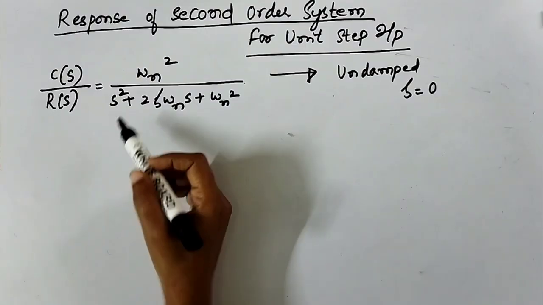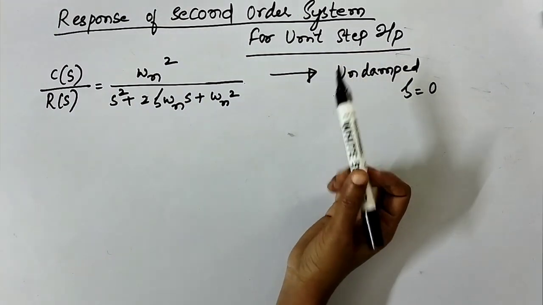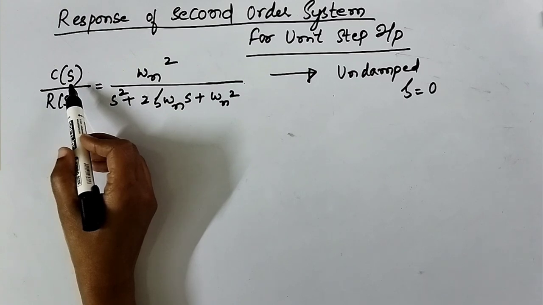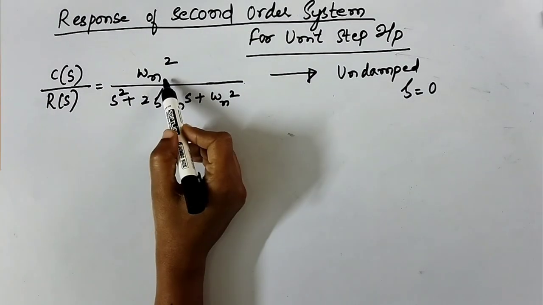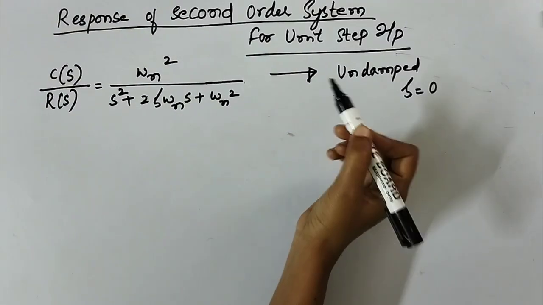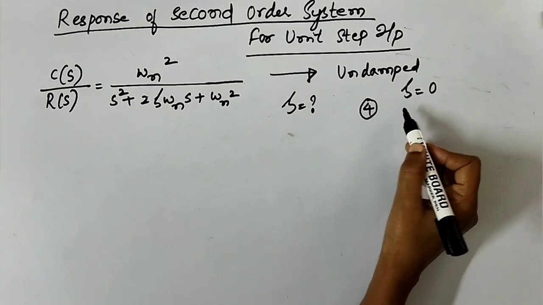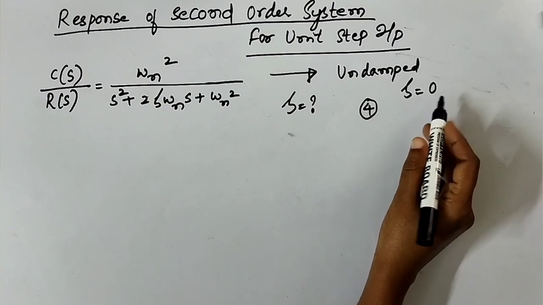Hello viewers, today we'll learn about response of second order system for unit step input. And from previous sessions, we all know that the closed loop standard transfer function for a second order system is C(s)/R(s) = omega_n^2 / (s^2 + 2 zeta omega_n s + omega_n^2). And depending upon the value of zeta, that is damping ratio, we have 4 types of systems. And to start with, today we'll learn for an undamped system where the zeta would be 0.